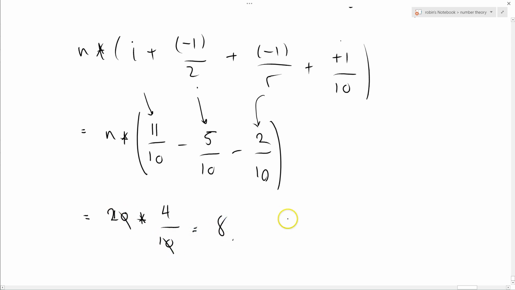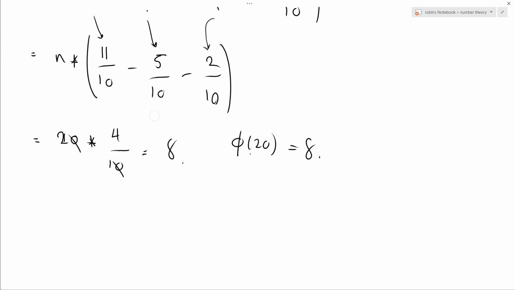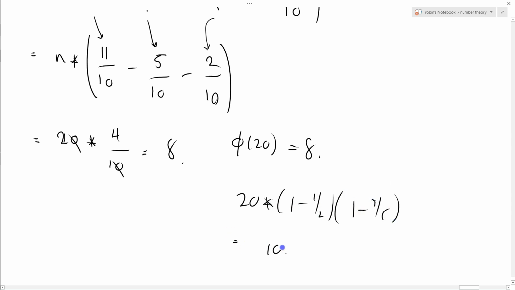So I'm asserting that phi of 20 equals 8. Well, let's just check from our formula. It should be 20 times 1 minus 1 half times 1 minus 1 fifth equals 10 times 4 fifths equals 8. Check. It's as well to verify this kind of thing.